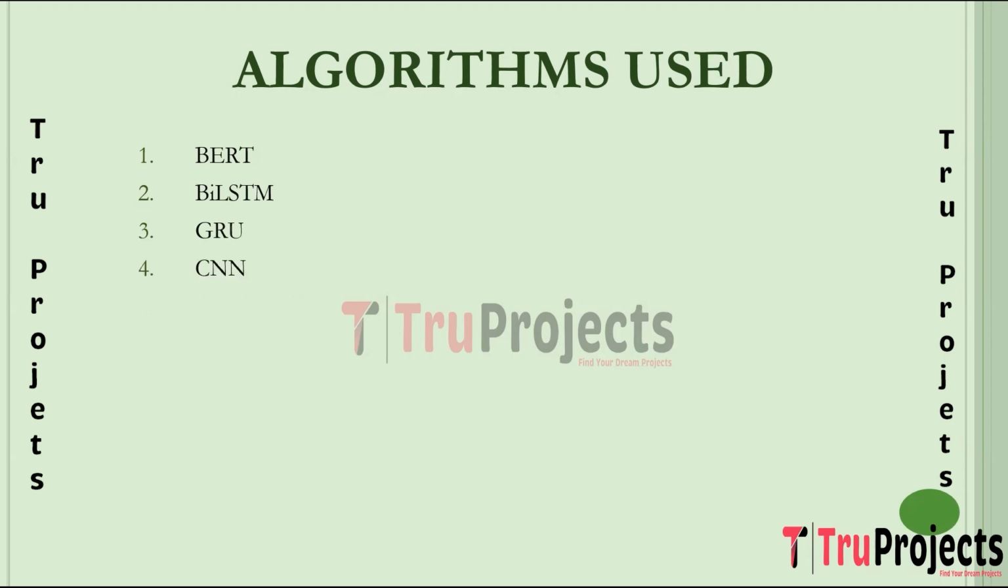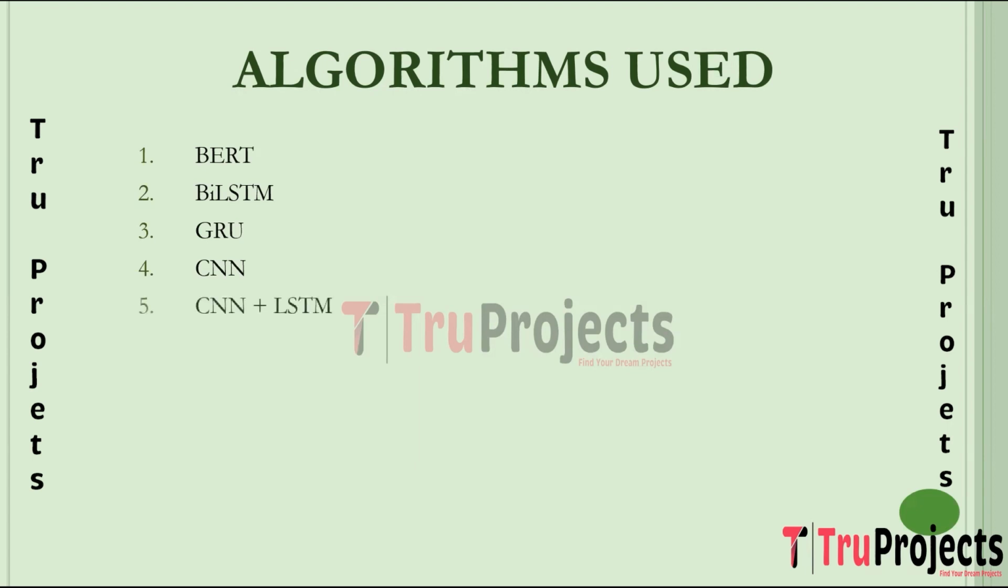CNN, which is Convolutional Neural Network. CNN is a deep learning architecture commonly used for image processing but adapted for text analysis. It uses convolutional layers to capture local patterns in the data. CNN is applied to capture local patterns and features in the text data, making it effective for identifying patterns in tweets related to hate speech.